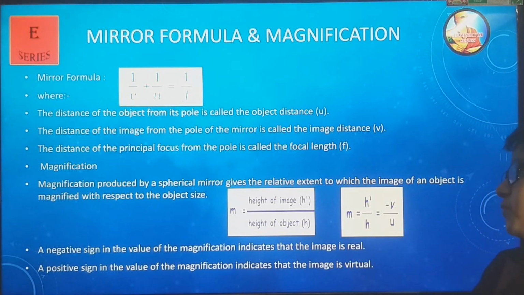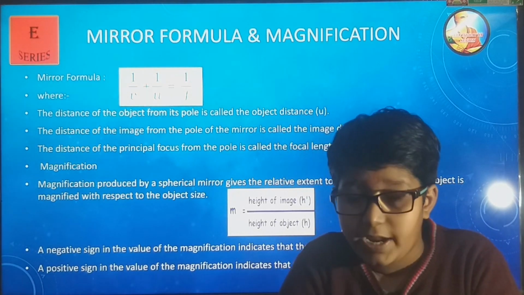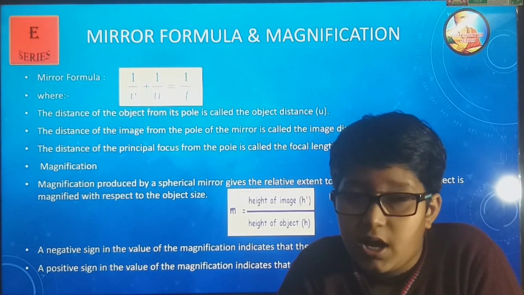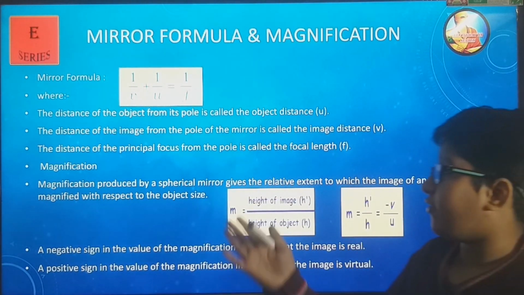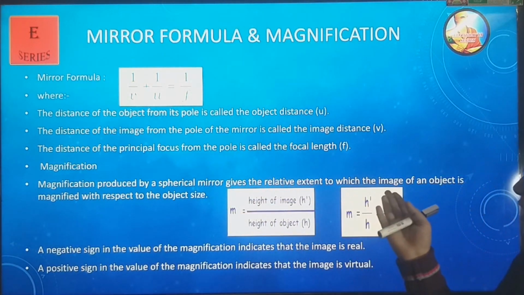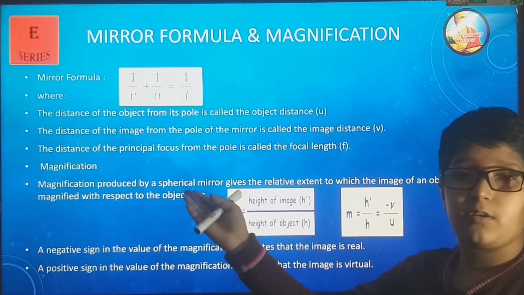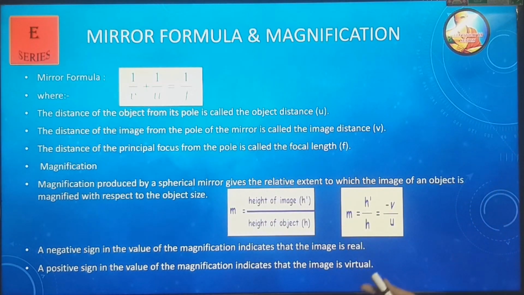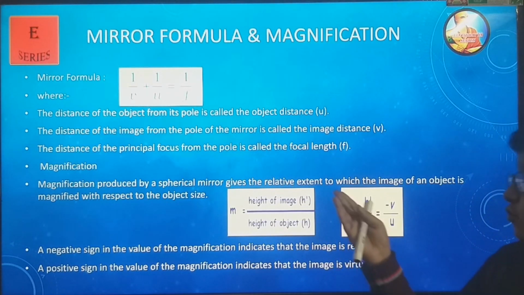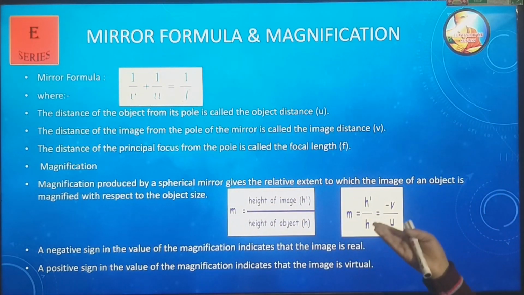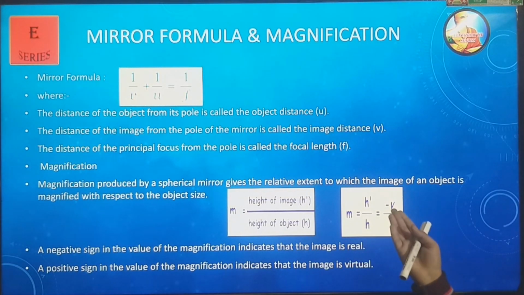Now magnification. If you have ever seen a magnifying glass, it helps us to see a magnified image of the thing we want to see. Magnification produced by a spherical mirror gives the relative extent to which the image of an object is magnified with respect to the object size. As the magnification rule is height of the image by height of the object, that is equal to minus v by u.